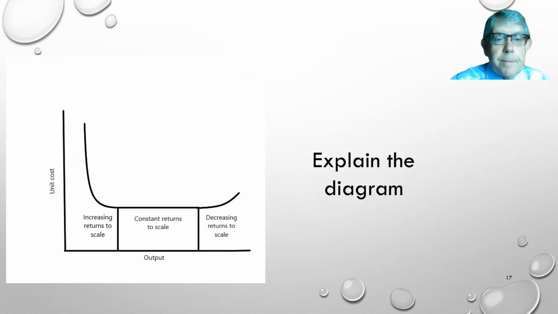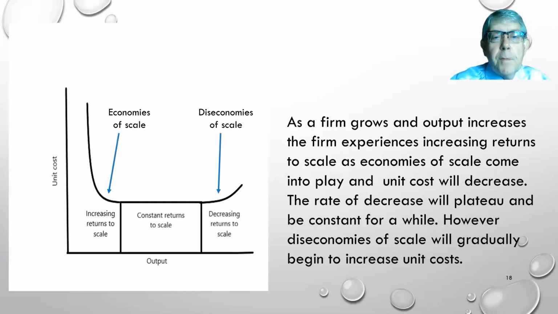Explain the diagram. As a firm grows and output increases, the firm experiences increasing returns to scale as economies of scale come into play and unit cost will decrease. The rate of decrease will plateau and be constant for a while. However, diseconomies will gradually begin to increase unit costs.